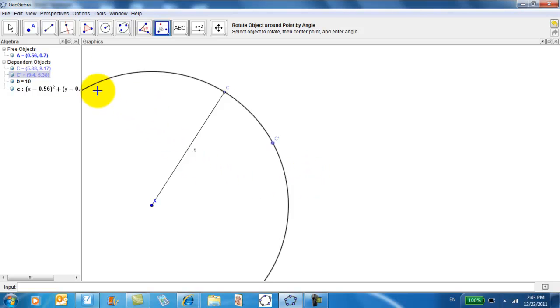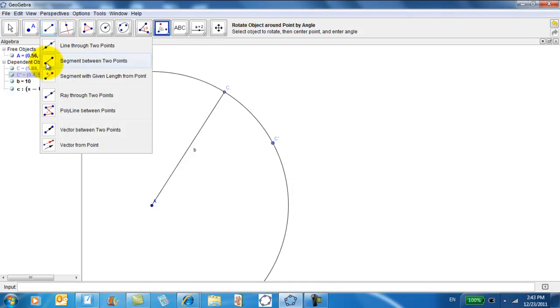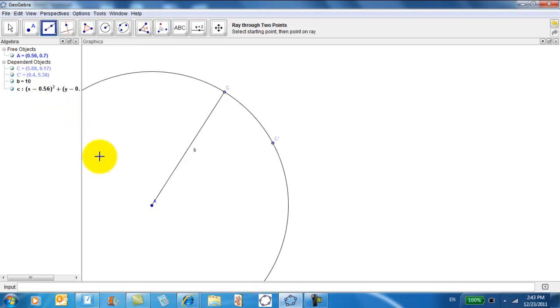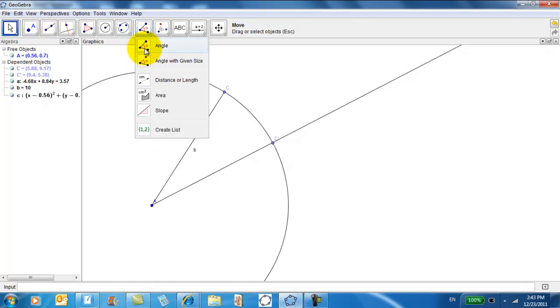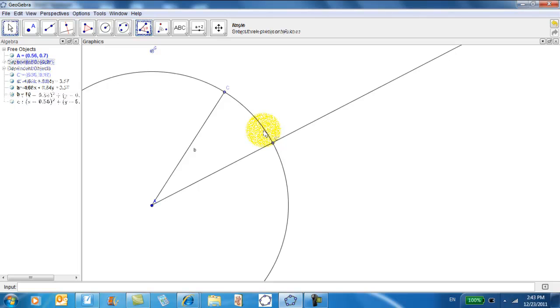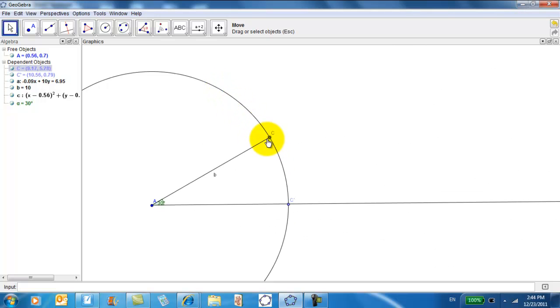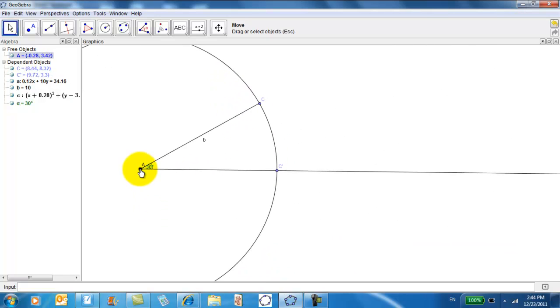There you go. And now if we make this ray that starts at A and goes through C prime, I think you're going to find that this isn't exactly a 30-degree angle. So let's measure it. Measure the angle. Let's measure this angle by clicking on C, A, and C again, C prime. There we go, there's our 30-degree angle. And we find we can move this around like that. We can move point A around, everything like that.